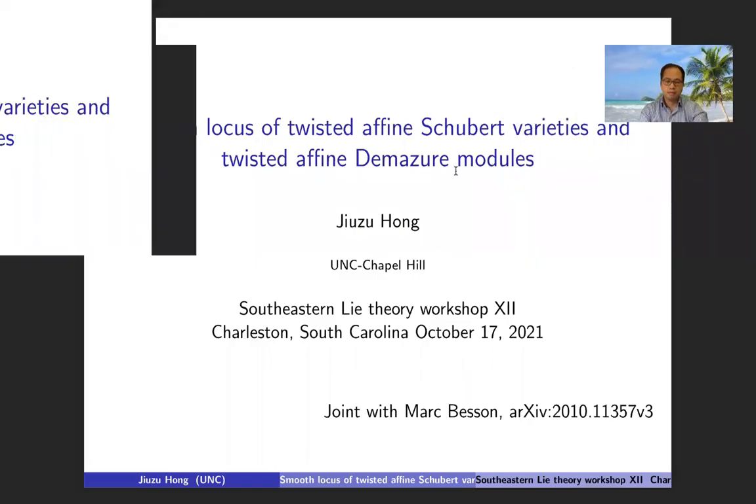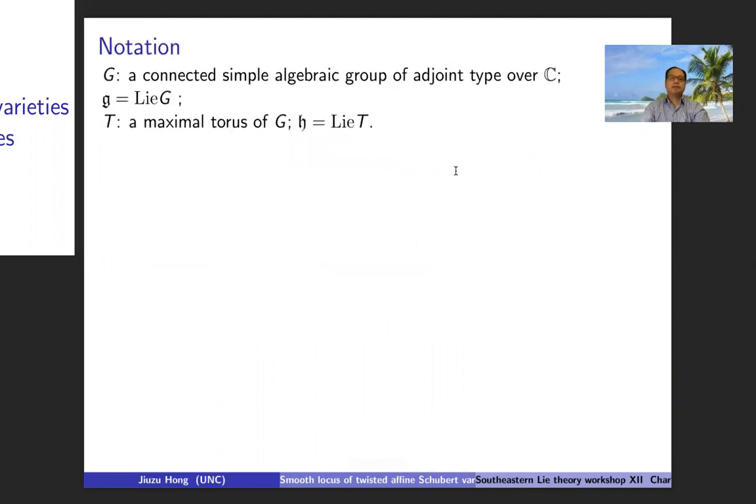Okay, let me start. So the title of my talk is Smooth Locus of Twisted Affine Schubert Varieties and Twisted Affine Demazure Modules. This is joint work with my student Mark Besson. So first of all, let me start with some notation.